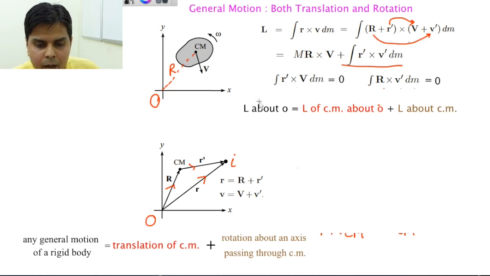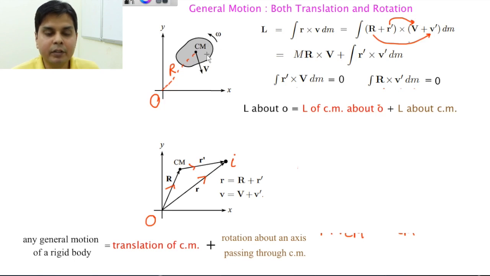Now, up till this point, I have not made use of the fact that this is a rigid body. Have I made use of it? No, I have not. So this formula, L is equal to m R cross V plus this thing, is a general formula. It can be used for any collection of particles, even if the particles are moving apart from each other or coming close to each other. If the body is elastic, then also this formula can be used. Why? Because nowhere have I made use of the fact that this is a rigid body.